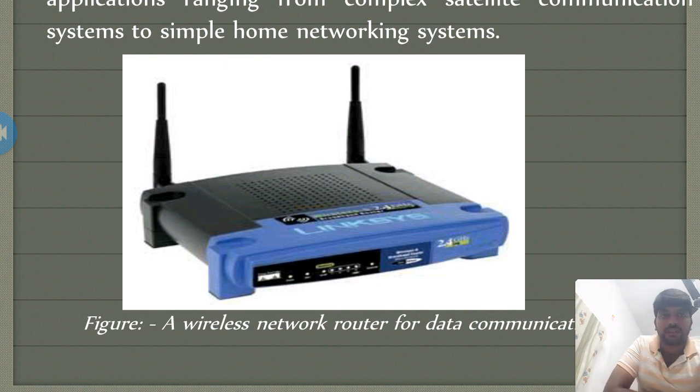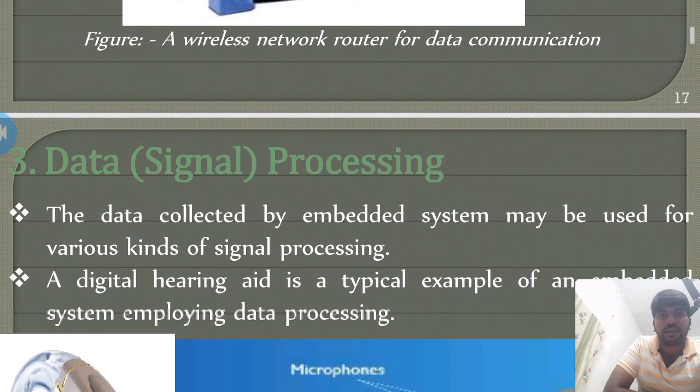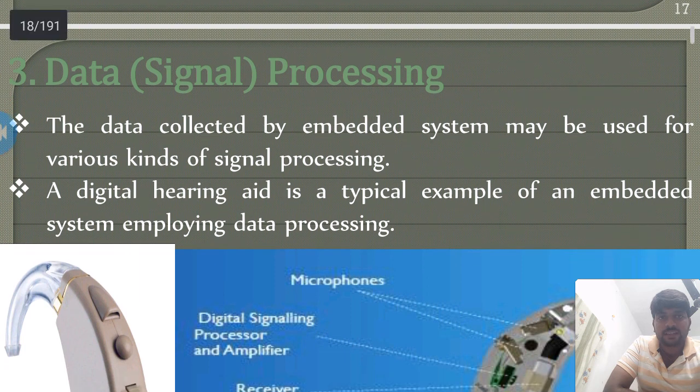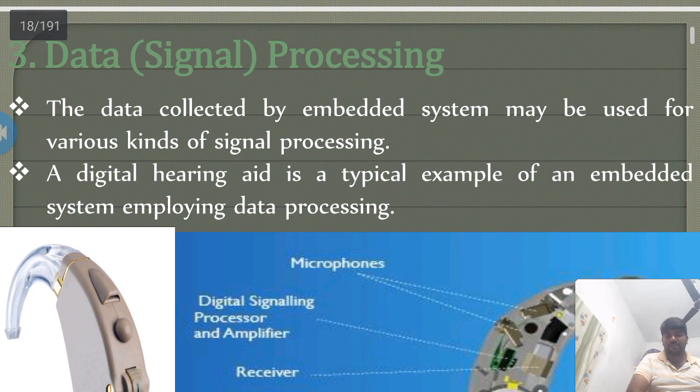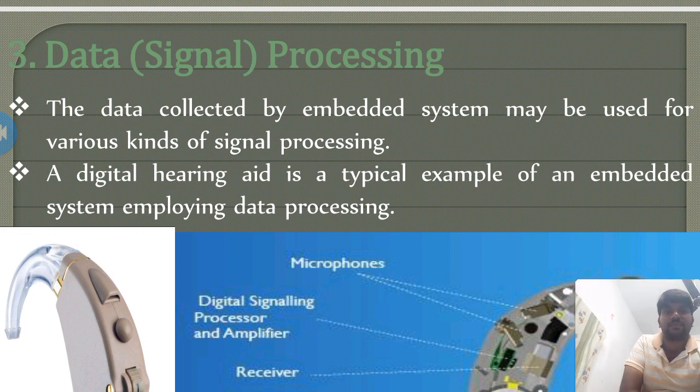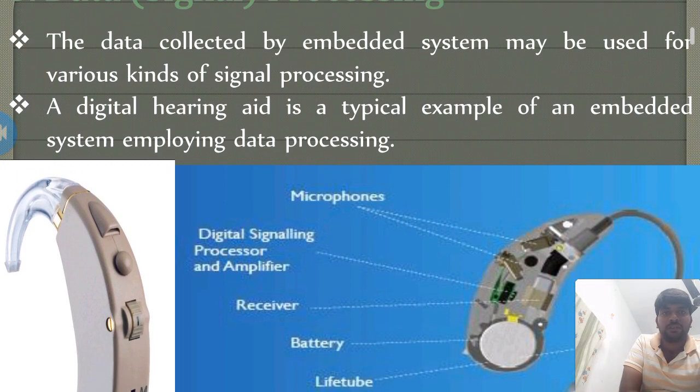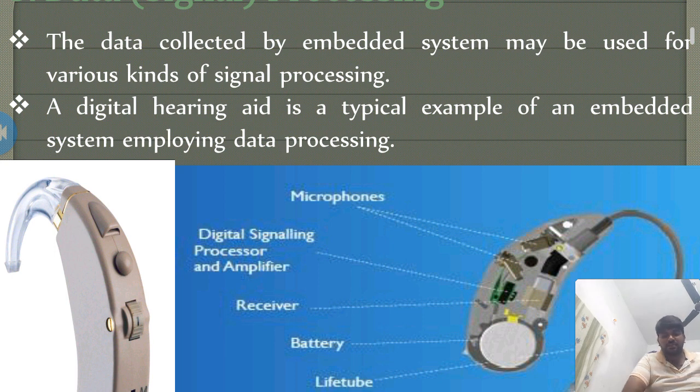So coming to the third one, which is data signal processing. In an embedded system, the collected data can be used for signal processing. Functionalities include speech coding, synthesis, audio and video coding, and transmission.